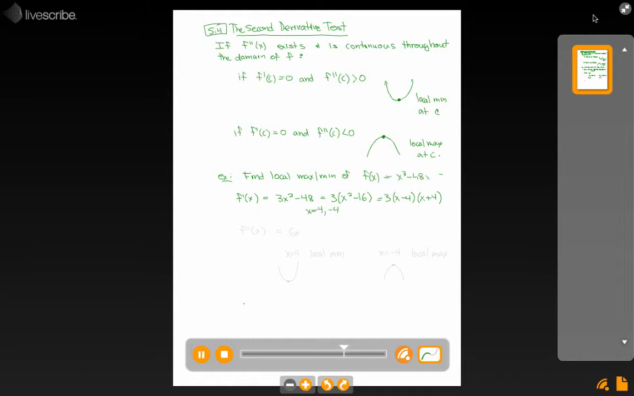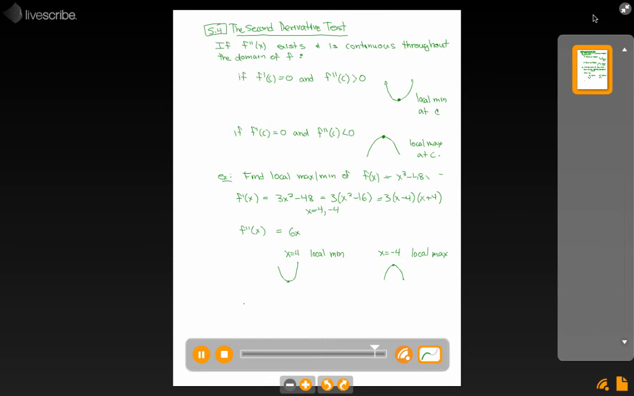Now, without doing a whole number line of increasing and decreasing, if I find the second derivative, I can just say, oh, that's 6x. So 6x, if I put in x equals 4, is positive, which means I'm concave up. So x equals 4 is a local min, because we're looking at this type of a picture, concave up, and x equals negative 4 is a local max, because we've got concave down and first derivative equal to 0.